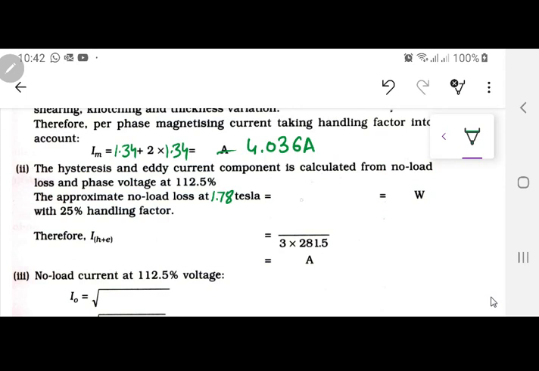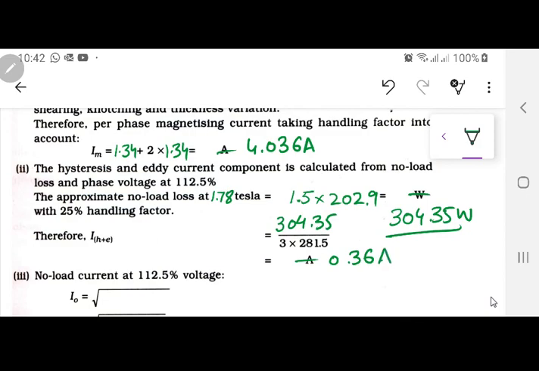What value did we find? 1.5 watts per kilogram. So you have to multiply it with the kilogram. 202.9 g. Give me the answer please. 304.35 watts. So the hysteresis plus eddy current loss will become 304.35 divided by 3 into 280.